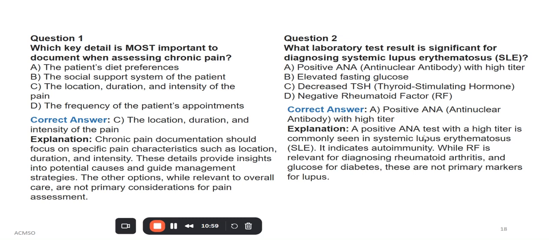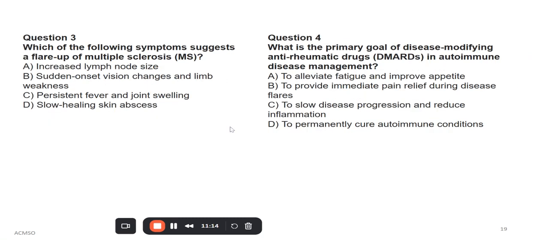Question 3. Which of the following symptoms suggests a flare-up of multiple sclerosis, MS? A. Increased lymph node size. B. Sudden onset vision changes and limb weakness. C. Persistent fever and joint swelling. Or D. Slow healing skin abscess. And it is B, as neurological symptoms like vision changes, limb weakness, or sensory loss often indicate an MS flare-up. These symptoms arise due to inflammation and demyelination. Fever and joint swelling are more indicative of autoimmune diseases like lupus or RA, rheumatoid arthritis.